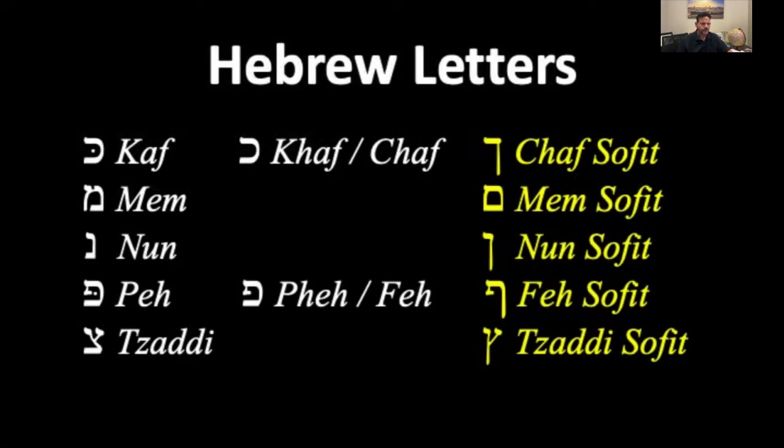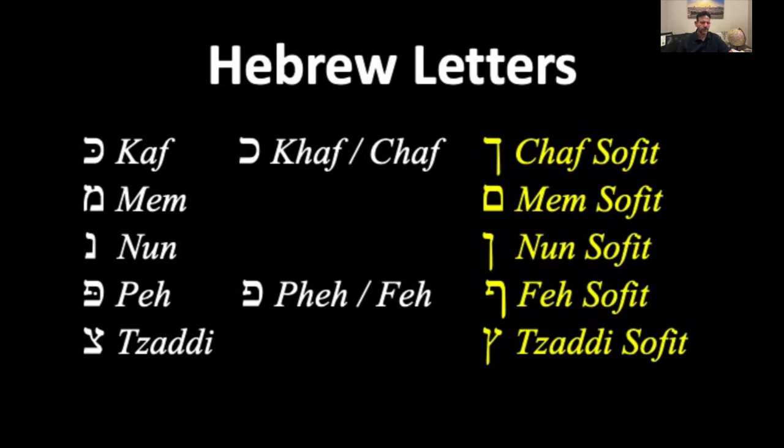The kaf with a dot inside looks like a backward C. If you remove the dot, it's chaf, and then we have chaf sofit, the final form in yellow. Mem has a final form also, mem sofit. Nun will follow the pattern of chaf, where there's an elongated line, so nun and nun sofit.